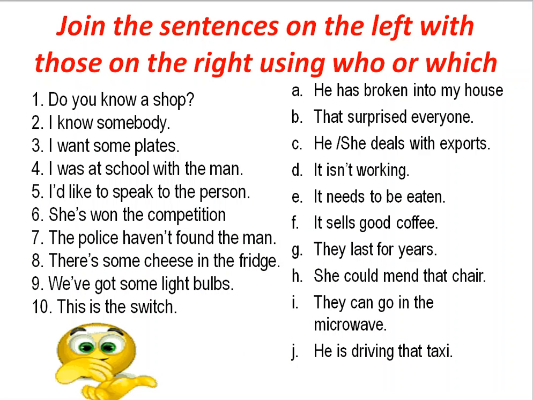Join the sentences on the left with those on the right using who or which. Do you know a shop? I know someone. I want some plates. I was at school with the man. I would like to speak to the person. She has won the competition. The police haven't found the man. There is some cheese in the fridge. We have got some light bulbs.